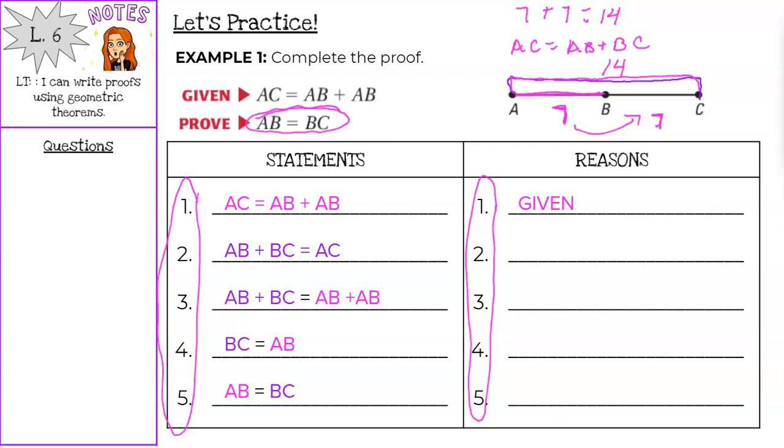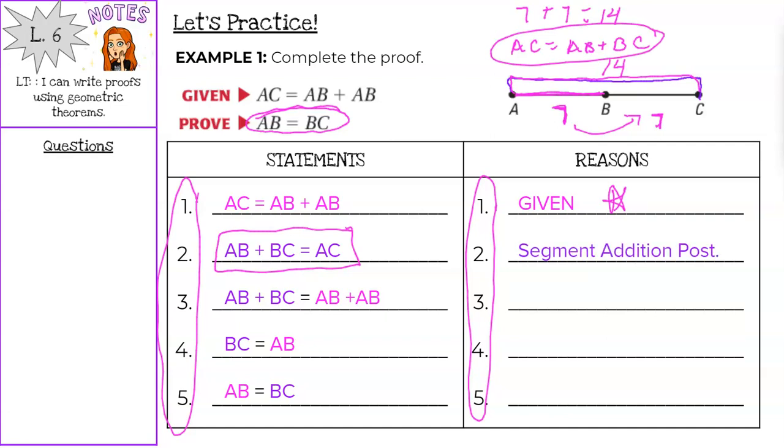So we always start off with our given, because that's what we're given to start our proof. So we have AC equals AB plus AB. And then as I said, we know that AB plus BC equals AC by the segment addition postulate. So we reviewed that last lesson. You can go back to lesson 5 and review it if you need to.